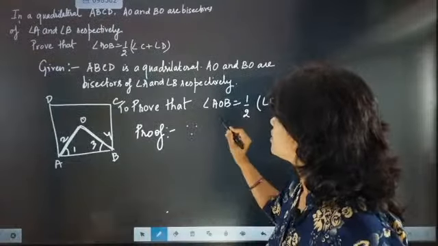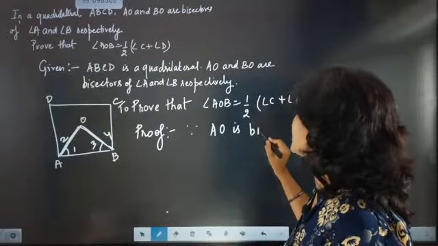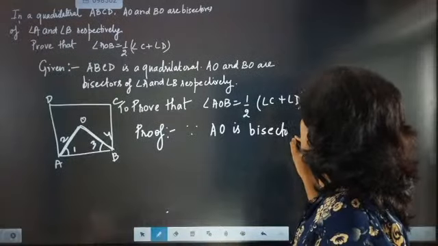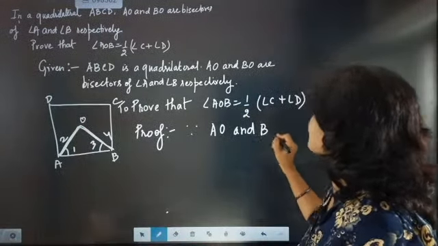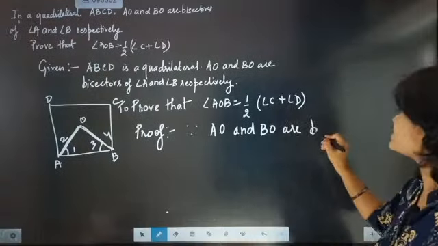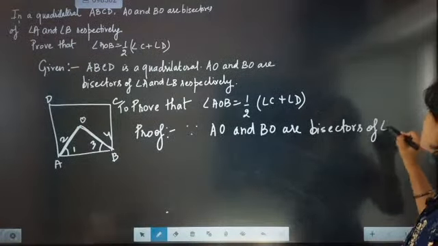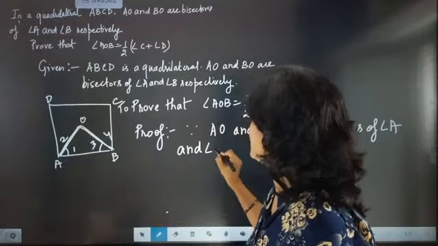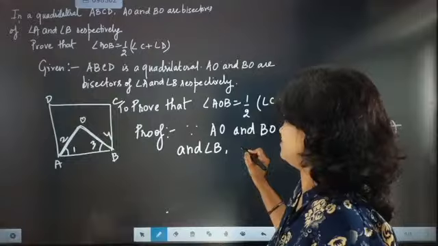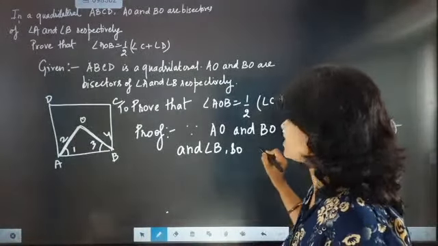So since AO is the bisector of angle A, AO and BO are bisectors of angle A and angle B respectively. So Shikha, keep on typing here.